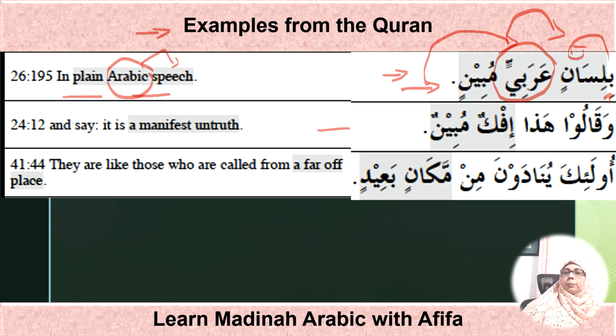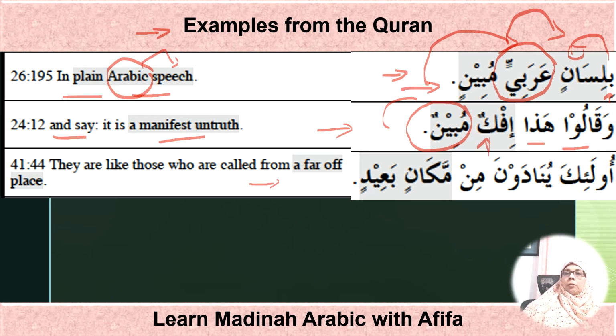In the next example, وَقَالُوا هَذَا إِفْكٌ مُبِينٌ, and they say, it is a clear or manifest untruth. So here wa means and, qalu they said, hada means this, ifkun means something that is fabricated, that is not true. So mubinun here is describing the ifkun. So that's why it's in the same case. It's in the same marfu'un case, ifkun mubinun, because it's an adjective.